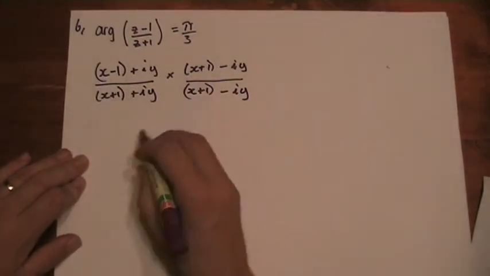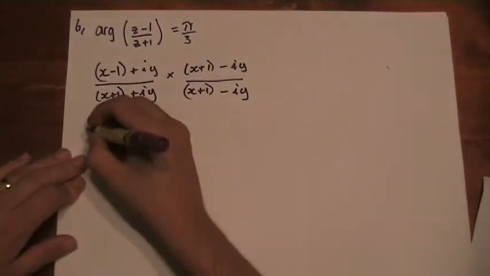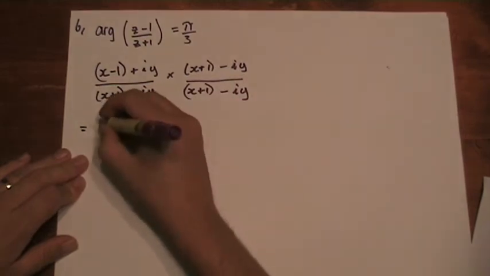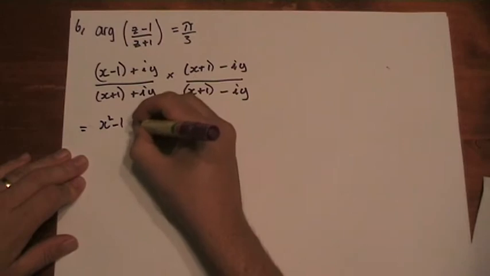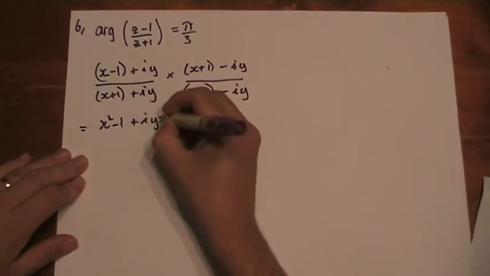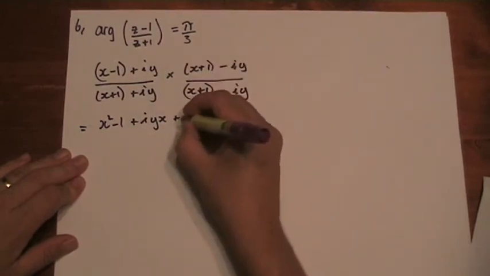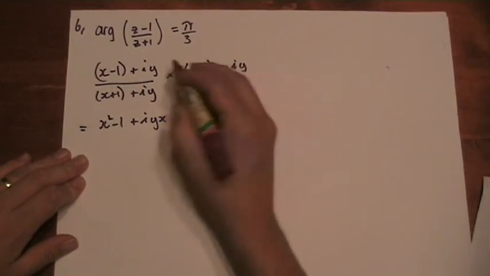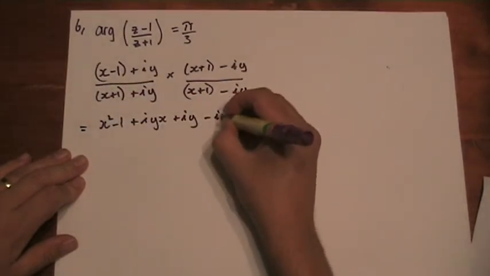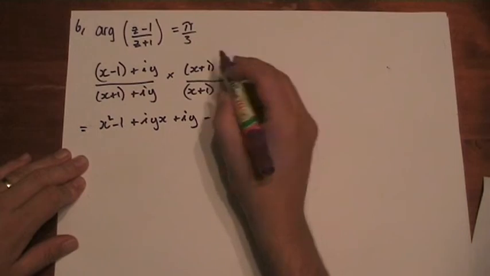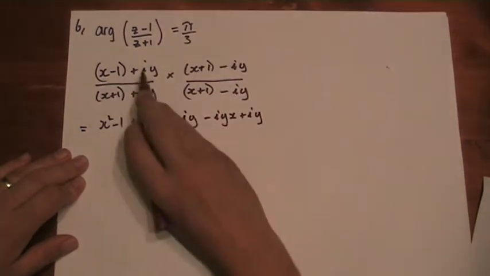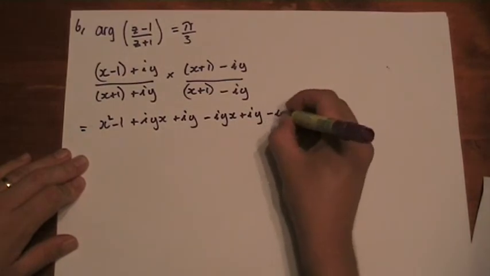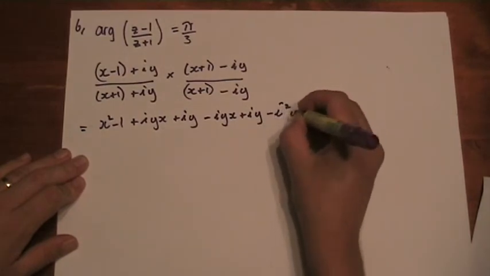Doing that across the numerator, this times this, difference of squares, so that's going to equal x squared minus 1. This multiplied by that, I'm going to get plus iyx plus iy minus iyx, minus times a minus is a plus iy. This times this gives me minus i squared y squared.